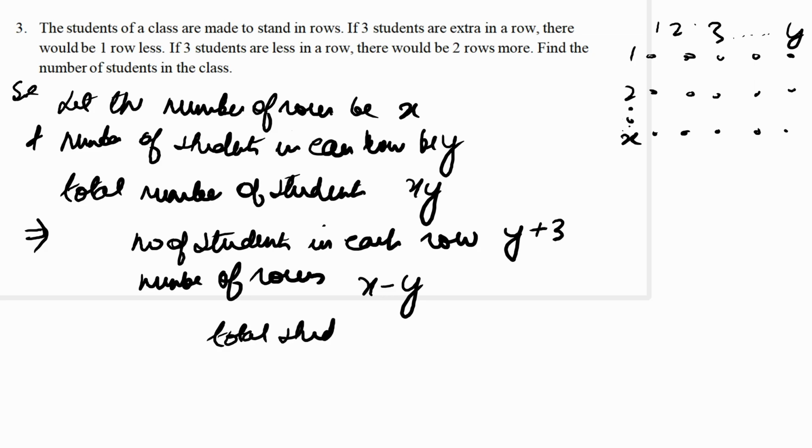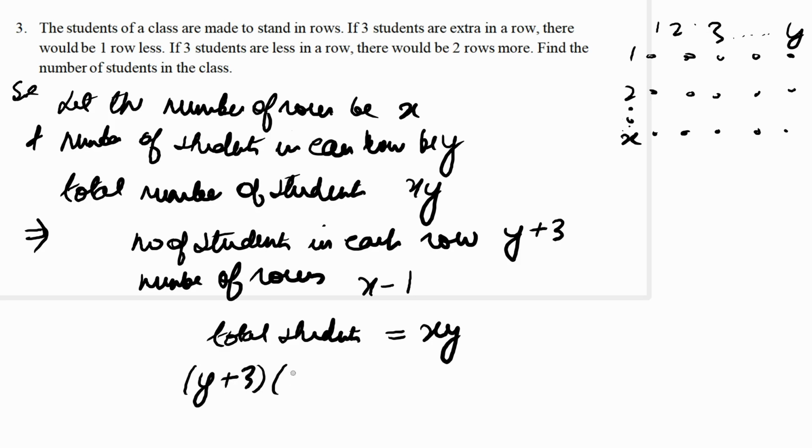Total students will be the same, xy, but we can arrive at this xy. I think I made a mistake over here. The number of rows will be one less. There will be one less row. Yes, so we can arrive at this by multiplying this also.